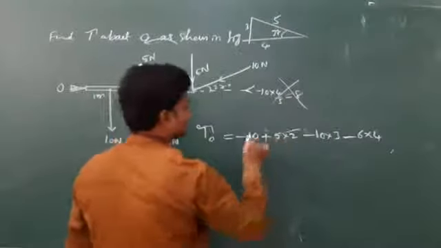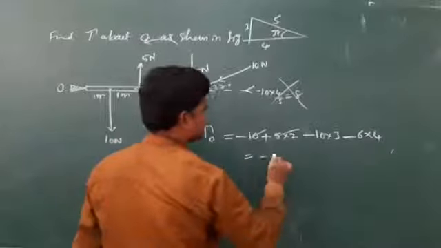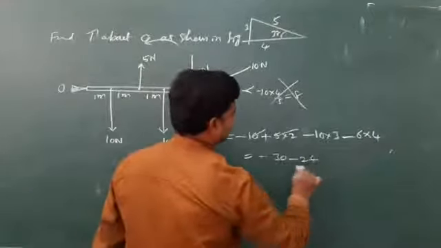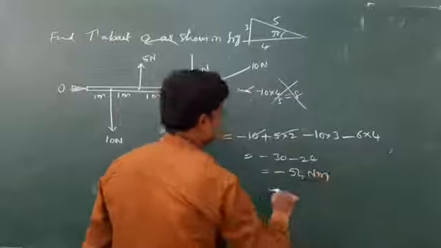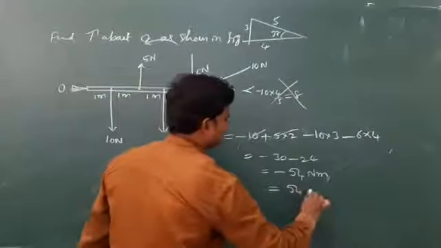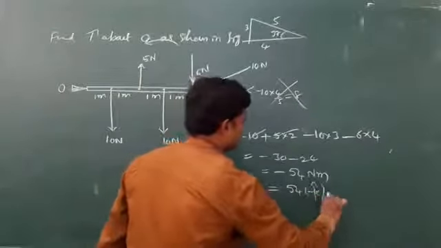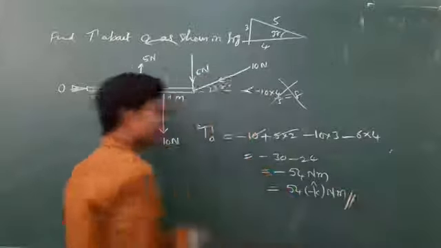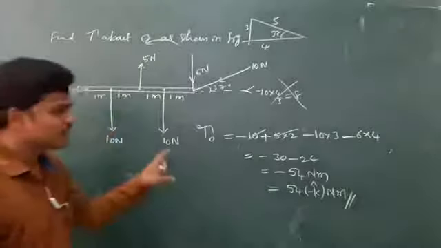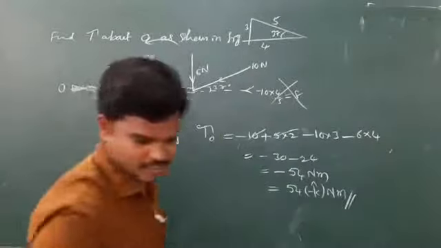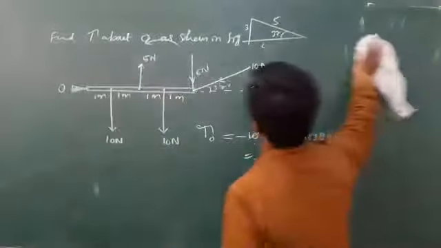So minus 10 plus 10 minus 30 minus 24, minus 54 Newton meter. So 54 minus K cap Newton meter. Here you are getting minus, what does it mean? Anti-clockwise. The body rotates in anti-clockwise. Okay, so let us give one more. Let us try one more question.